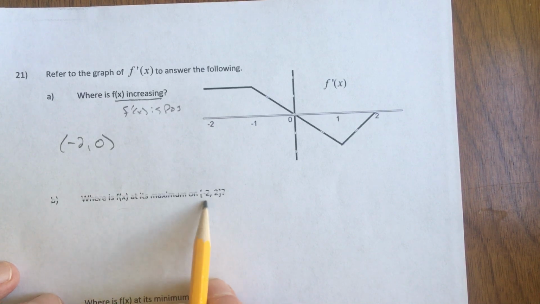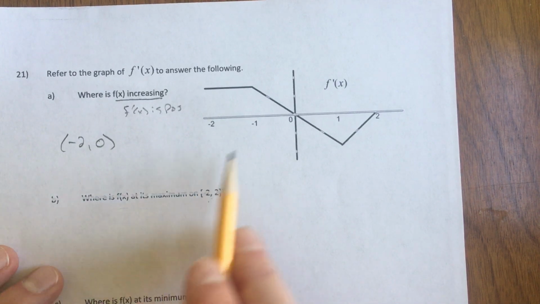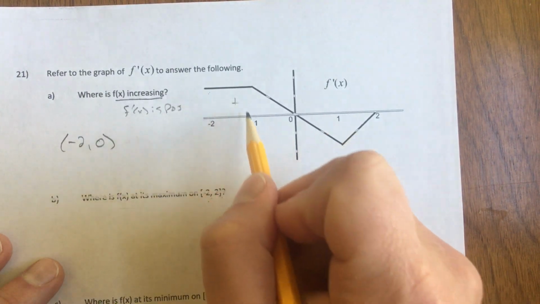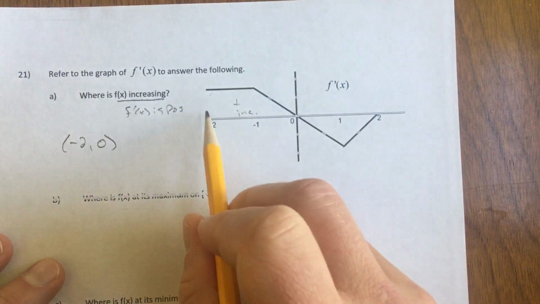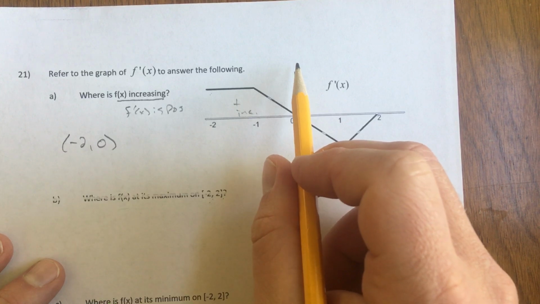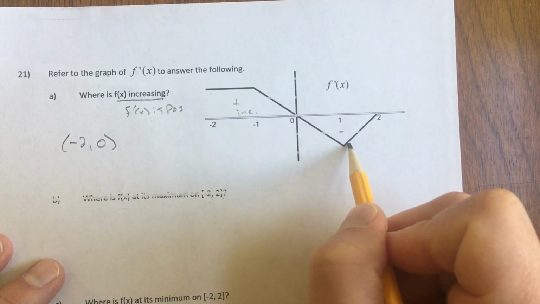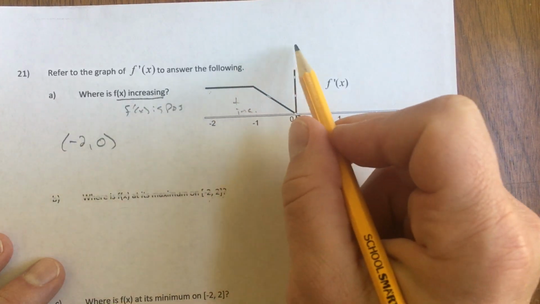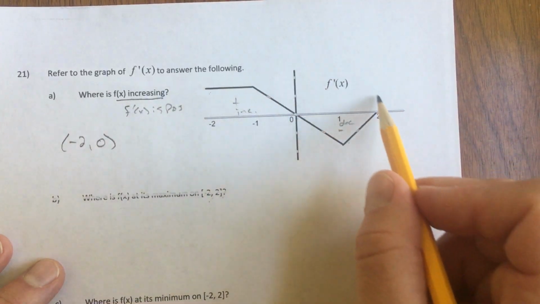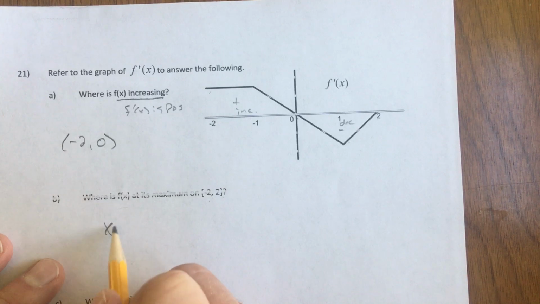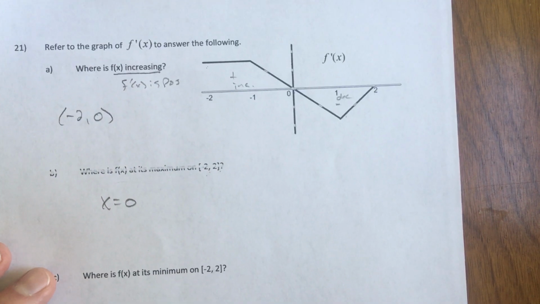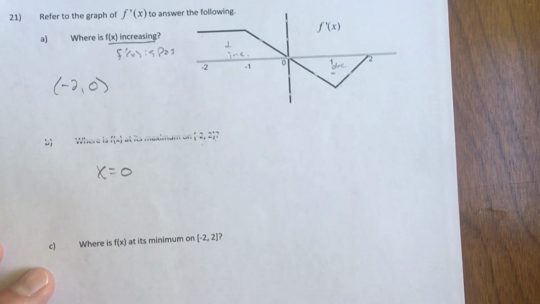Where is f of x at its maximum from negative 2 to 2? Now, starting at negative 2, we are increasing. We have a positive derivative, which means f is increasing all the way to 0. And then it has a negative derivative, which means it's decreasing from 0 to 2. So we were increasing all the way up to 0, then decreasing down to 2. So we would say that at x equals 0, that's where we hit our maximum. Okay, based on what we know about this.